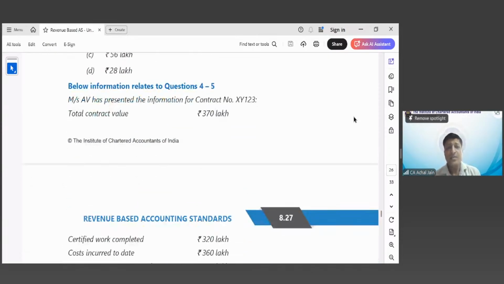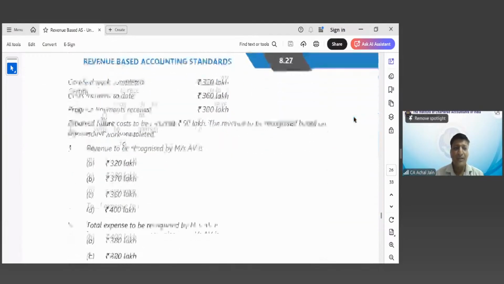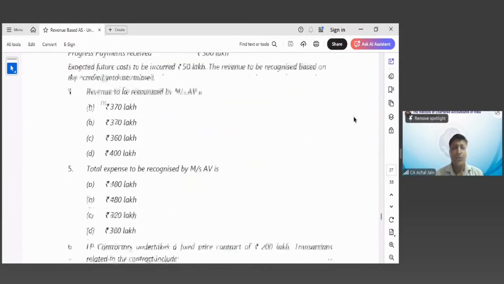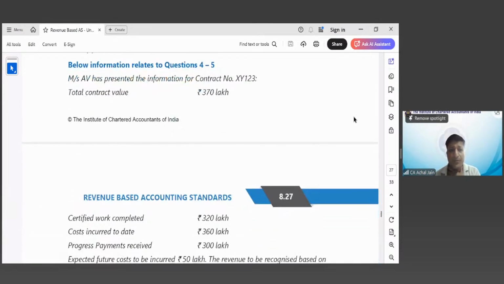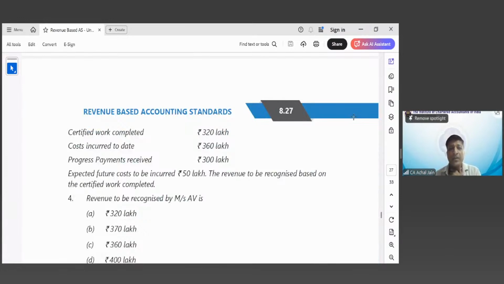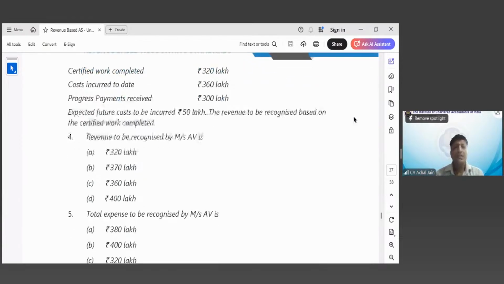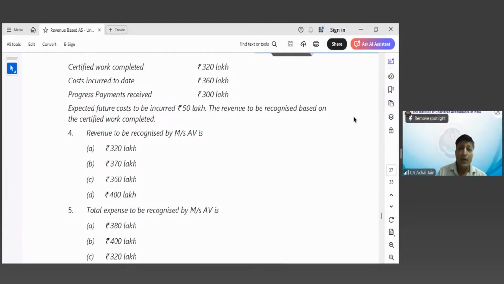Just a minute. Just again, please hold on. Let me read the question. So how can I answer? Just a minute. Okay, sir. Yes. So this 5th question, before that, do we have any further fact pattern? So I think yes, some fact pattern is different. So let me just read this. AV has presented the information for contract number this. So the contract value is different. Certified work completed is this. Cost incurred till date is 360. Progress payment is this. Expected future cost to be incurred is 50. Revenue to be recognized based on the certified work completed. Now, what is your query?